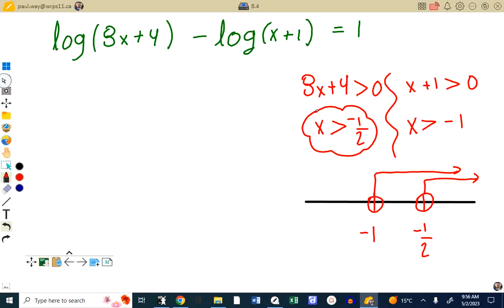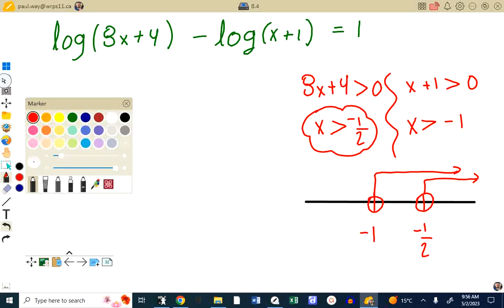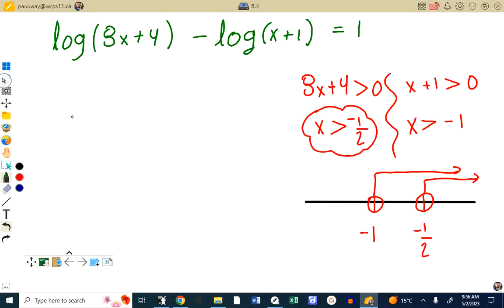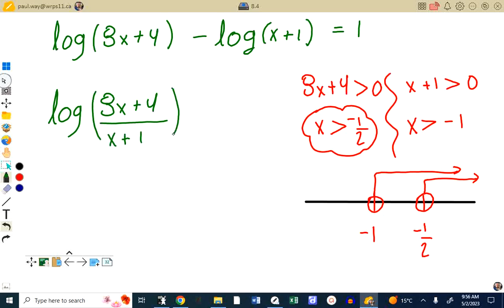So now we can solve this. We're going to solve it by putting these two logarithms together and writing log of 8x plus 4 over x plus 1 is equal to 1. Now what? I'm using the quotient rule or the difference of logarithms rule. But what do I do now?